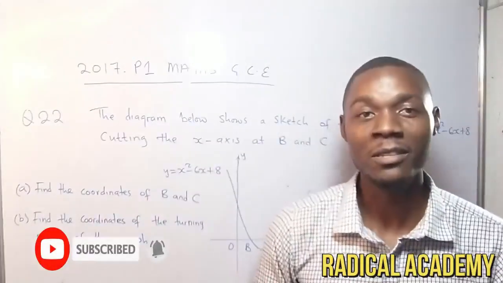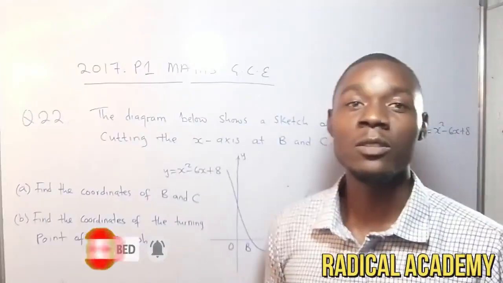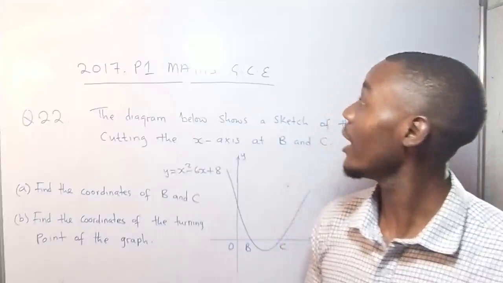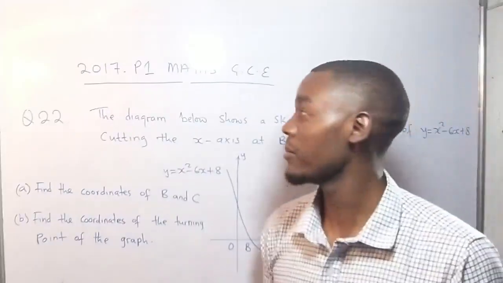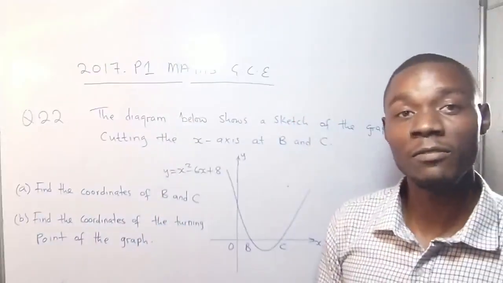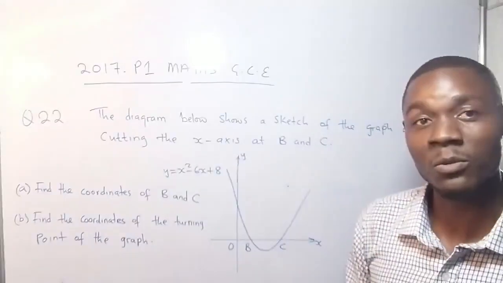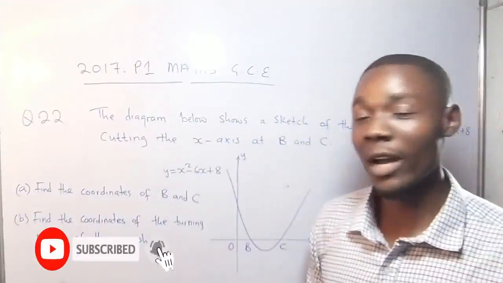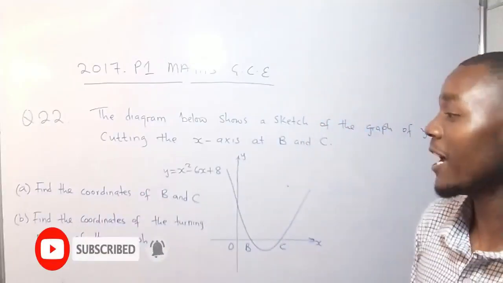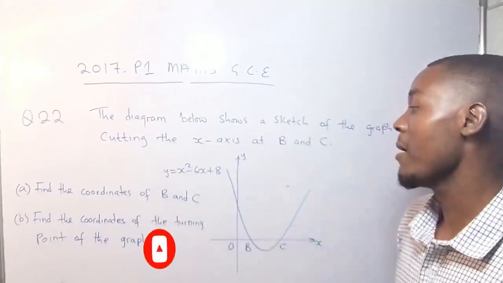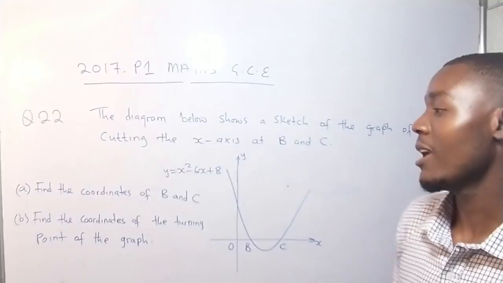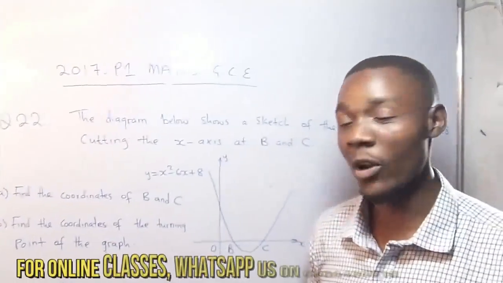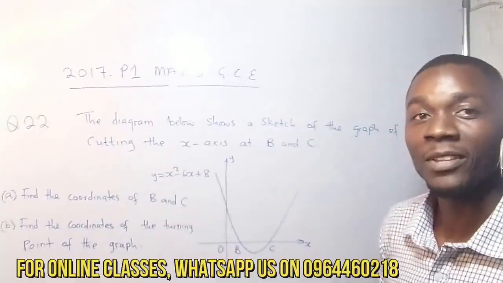This is Sir Collins. Today we are going to look at 2017 paper 1 question under GCE, which came specifically under quadratic functions, question 22. The questions that we are going to look at today are finding the coordinates of the points B and C, as well as finding the coordinates of the turning point of the graph.